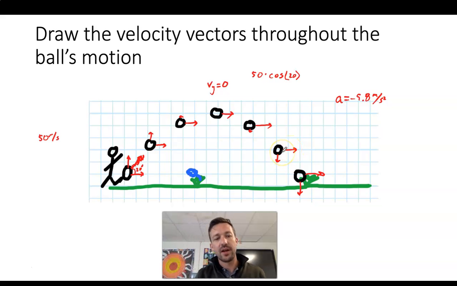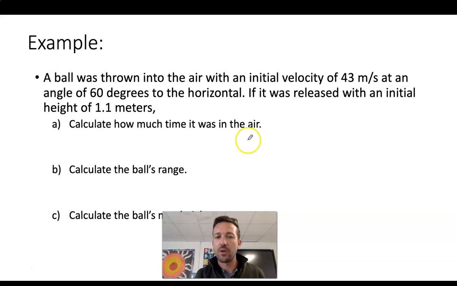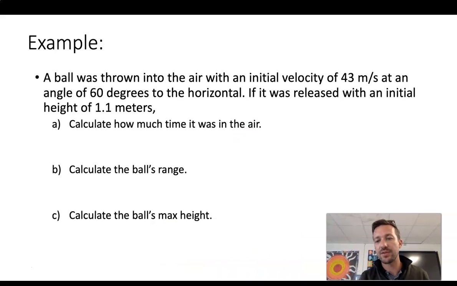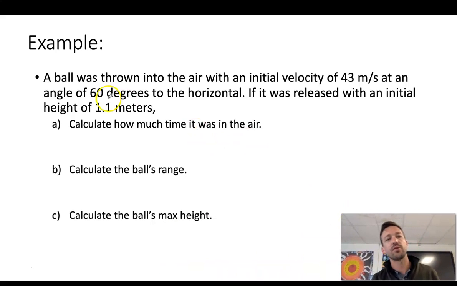Okay, now how about we do an example here? I only got one example for us, and I got some graphs, okay? So let's walk through it. A ball was thrown into the air with an initial velocity of 43 meters per second at an angle of 60 degrees to the horizontal. If it was released with an initial height of 1.1, calculate how much time it was in the air for.